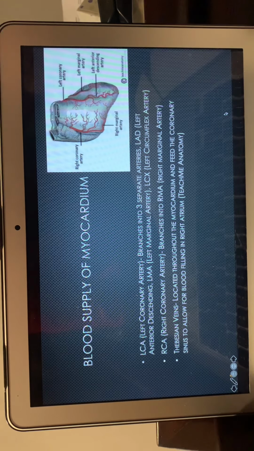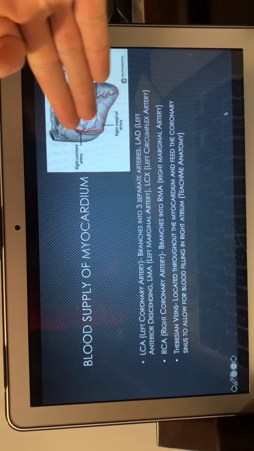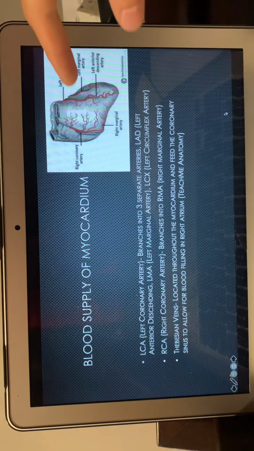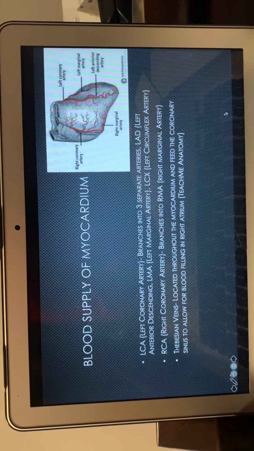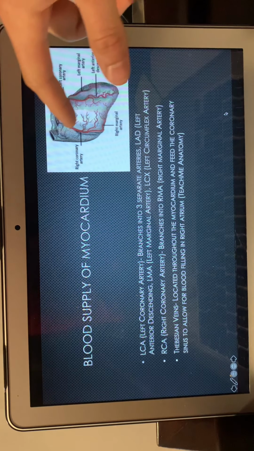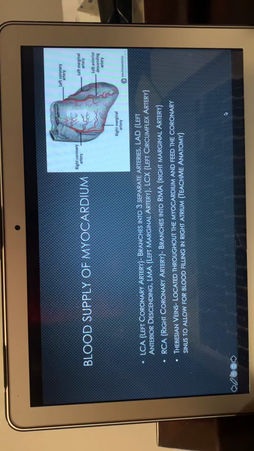And then over on the right side of the heart, so anatomically this would be on the right side of the patient, you have the right marginal artery or the right coronary artery. So your RCA runs down and supplies that part of the heart. It also supplies a lot of the SA node in that portion of the heart as well. So if there's an occlusion within the right coronary artery, you may see some effects to the SA node as well in these patients.